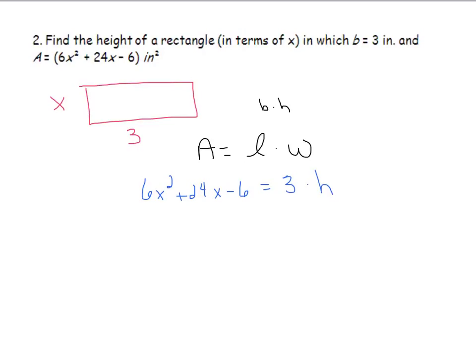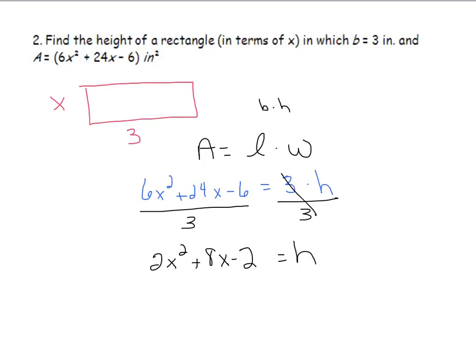All right, well, first things first, I want to find the height, so what I'm going to do is solve for h. If I want h all by itself, I simply have to do the opposite here. I'm going to divide by 3. Now that means everything gets divided by 3. 6 divided by 3, so it's good. 2x squared plus 8x minus 2 equals the height.